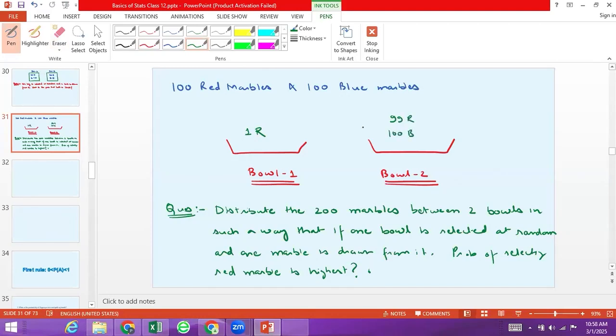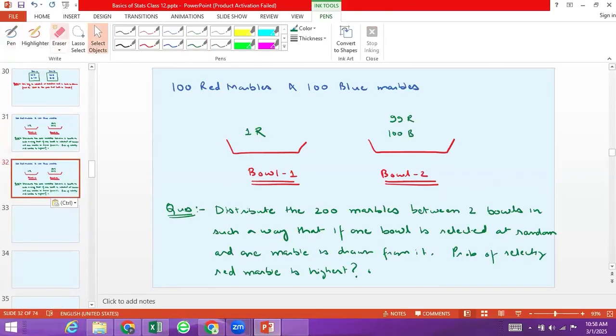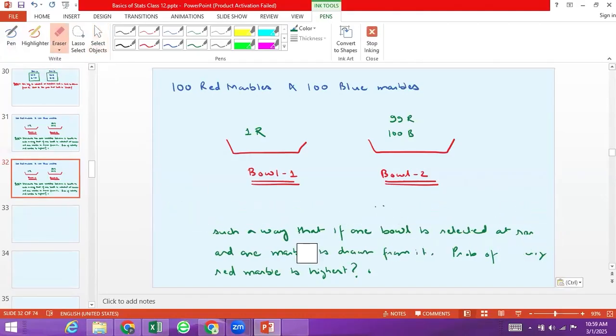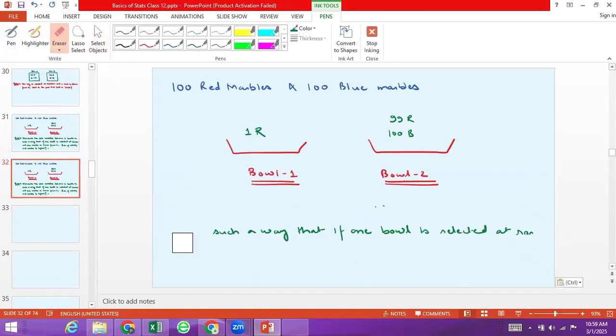The probability which I have tried to calculate is 1 into 1 by 2 plus 99 by 199 into 1 by 2, which is giving me around 74.87%. Nice, yeah, that's the right answer actually.